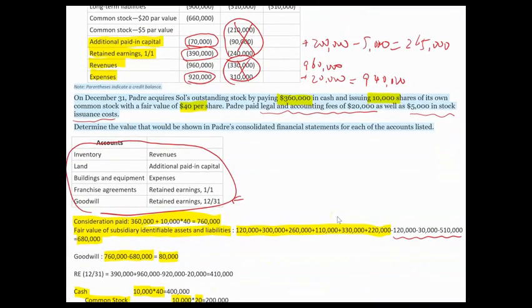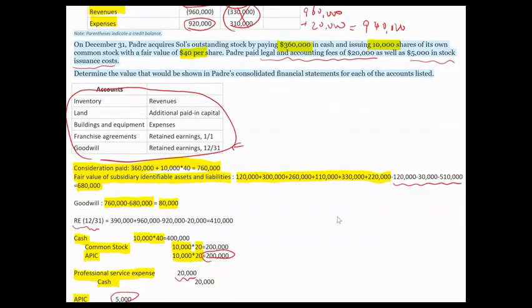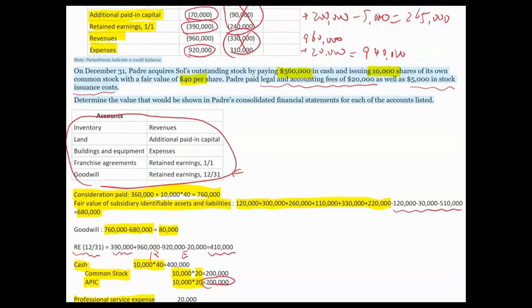So the ending balance of retained earnings should equal its beginning balance of retained earnings plus net income minus dividends. In this question, we don't have any dividends, but we need to calculate the net income. So net income equals the parent company's revenue minus the parent company's cost. So the total cost is 940. All right, so the ending balance of retained earnings is 410,000.